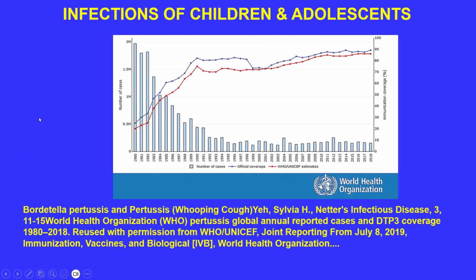Okay. Now, if you look here, this is from the World Health Organization, the number of cases, and that's the official coverage, and that's the WHO, UNICEF estimates. When you had the onset of using DTP3 coverage, and that's basically diphtheria, tetanus, and pertussis, you start seeing these numbers go down quite significantly. And they stay down to a degree. All right.